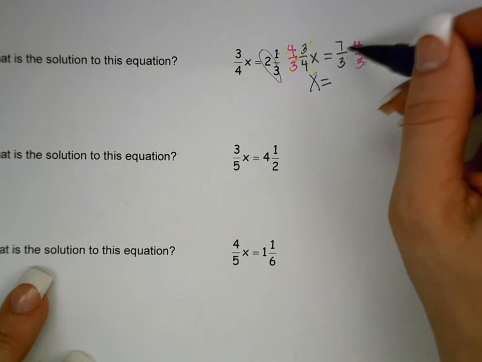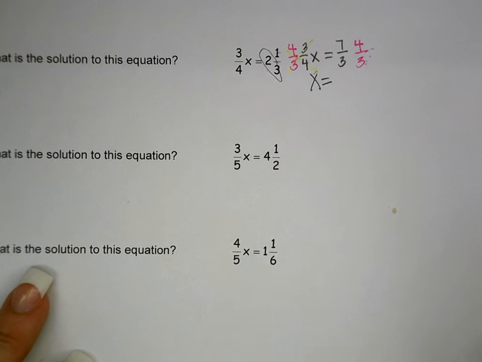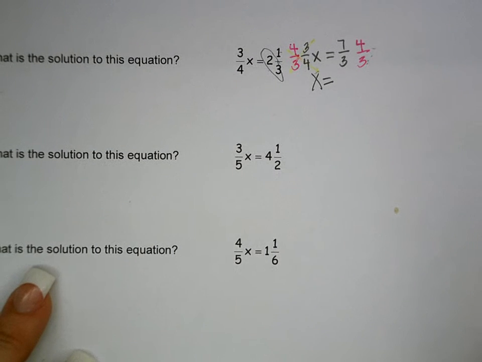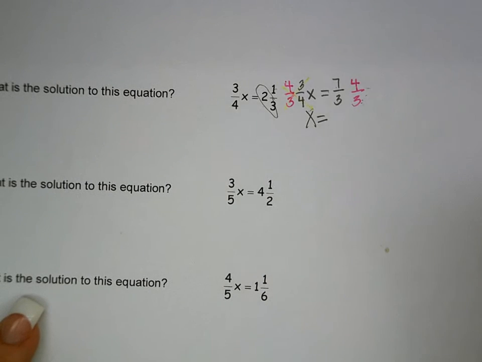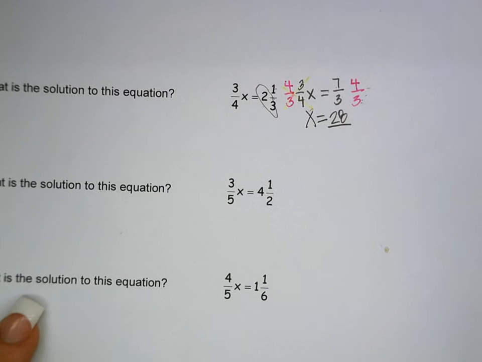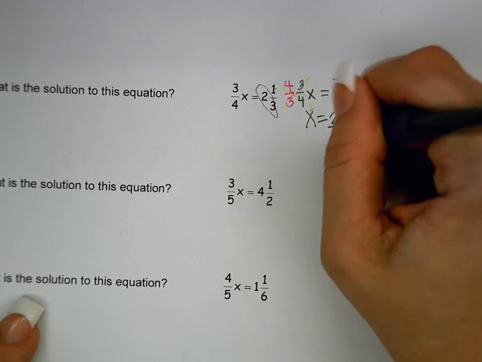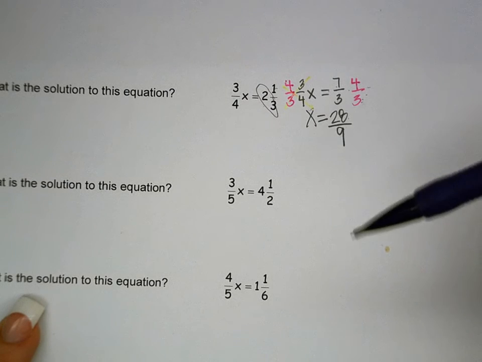So what do I do when I have two fractions next to each other? How do you multiply fractions? Multiply the tops, multiply the bottoms. So 7 times 4 gives you 28 over what? 9. Now, I am okay with you leaving your answer like this.